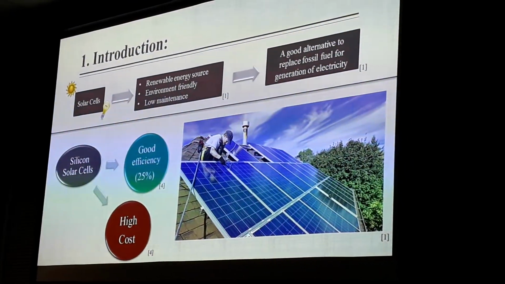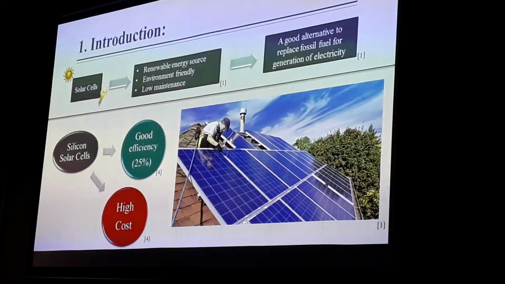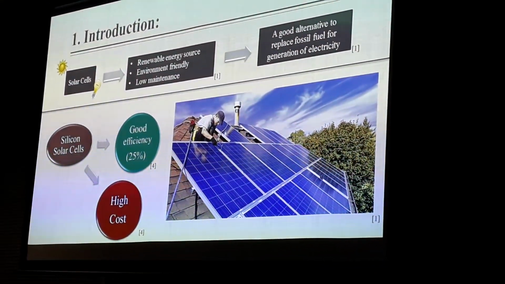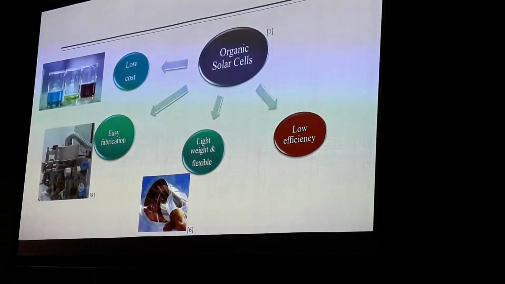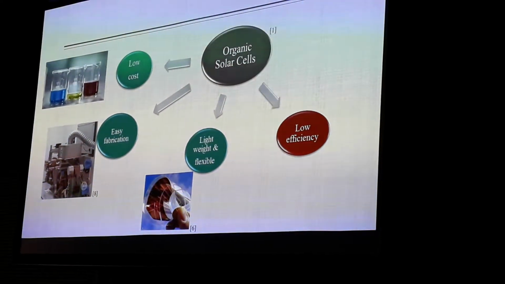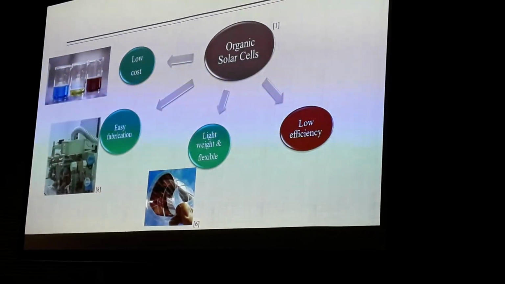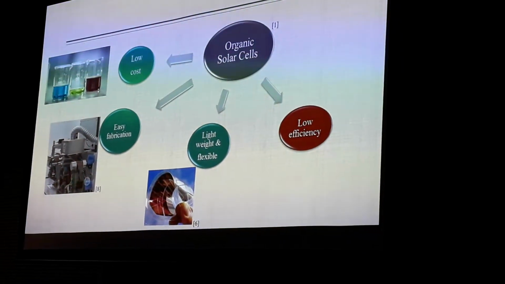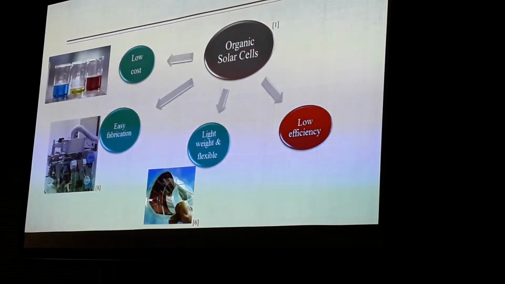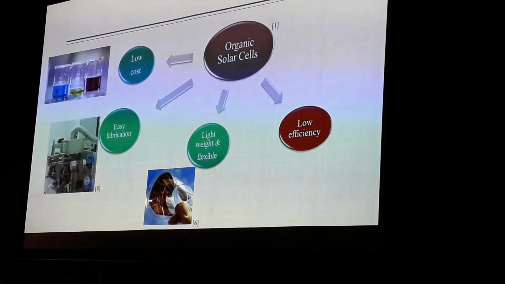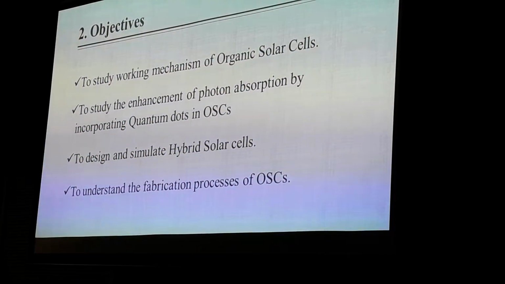But the problem with silicon solar cell is its high cost because of the complex manufacturing process and costlier raw materials. So this thing can be overcome by using organic solar cell. Basically, organic solar cells are made from polymer material and it is really low cost, easy to fabricate. In addition, organic solar cells are lightweight and flexible. But the current problem with organic solar cell is its low efficiency, and still there is a big scope of research over there. In this project, I concentrated on enhancing the efficiency.